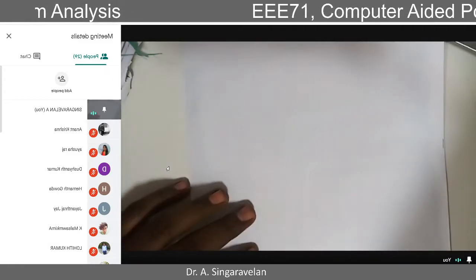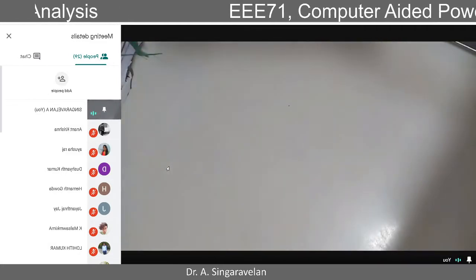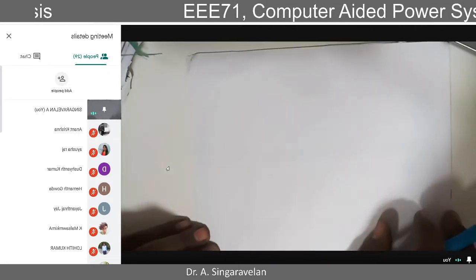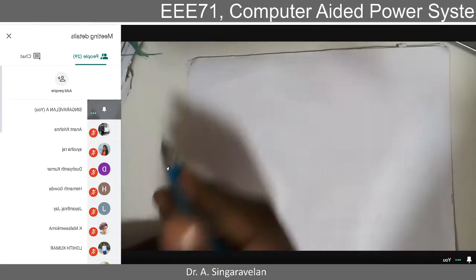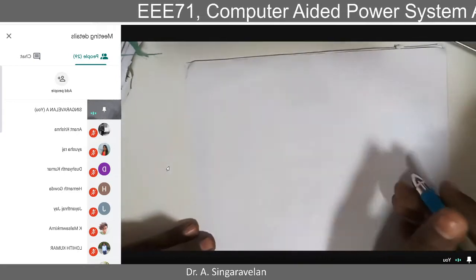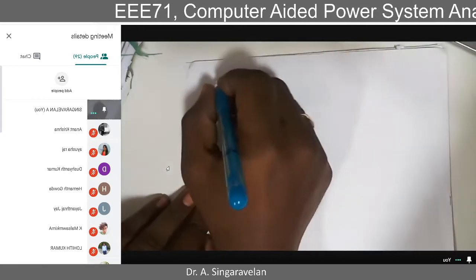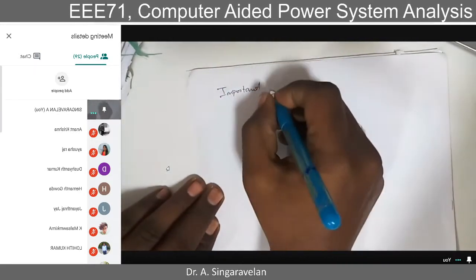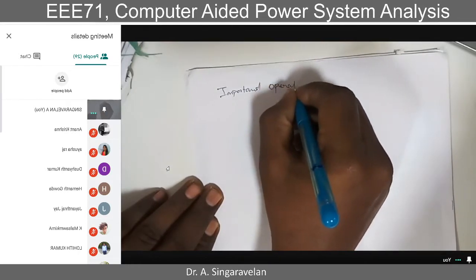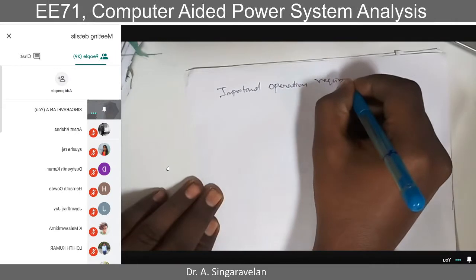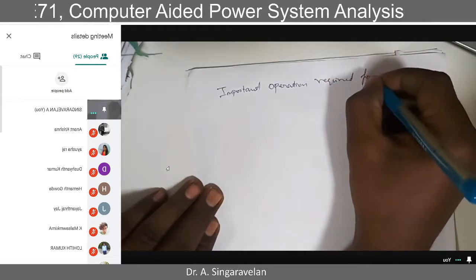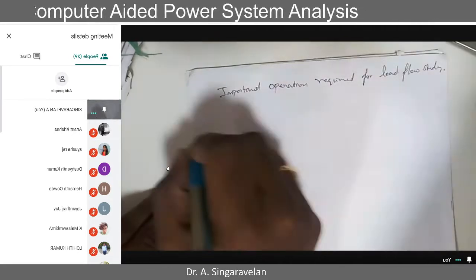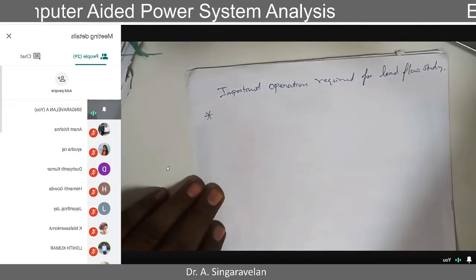So what are the important operations required for load flow studies? There are 4 important operations we need to take care of while doing these load flow studies. You may get this question for 5 marks. Important operations required for load flow studies. The first one is optimal ordering of bus.